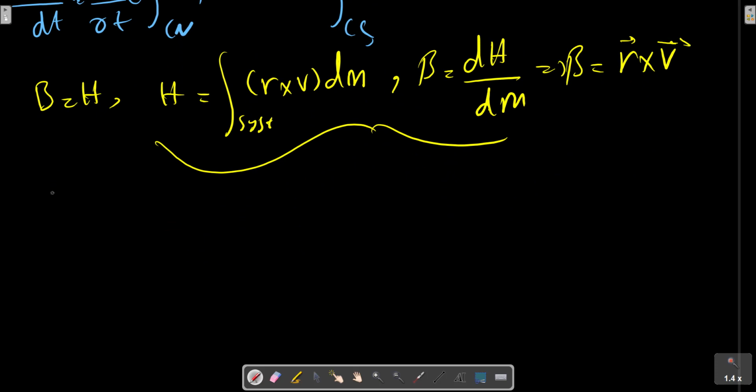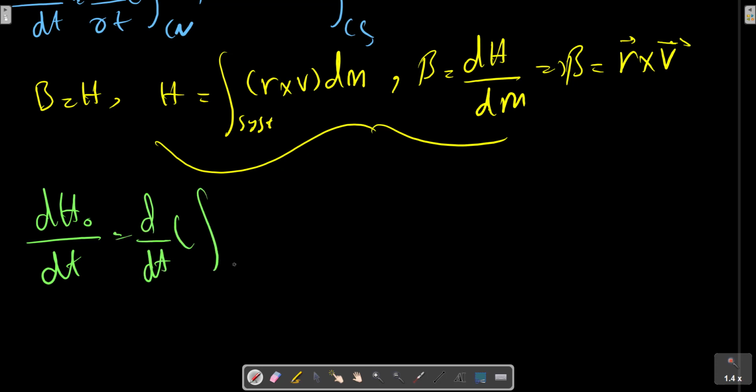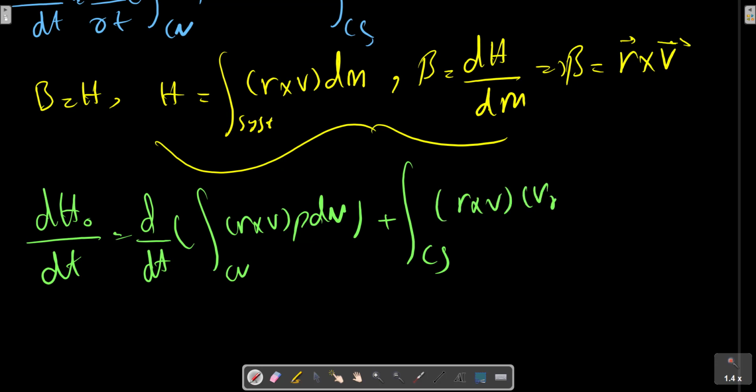we now can write dH on dt, in this case dH_O, equals the time derivative on the control volume, plus the integral on the control surface, where beta is r cross V, rho V_r dot n dA.